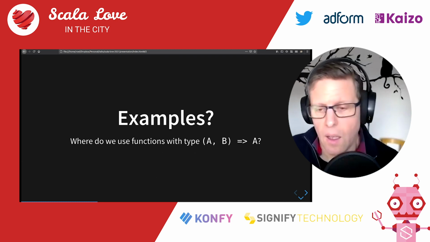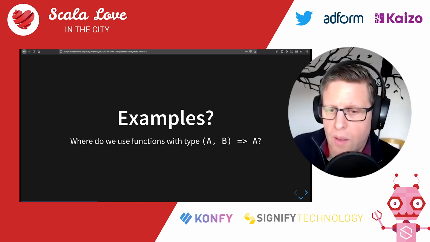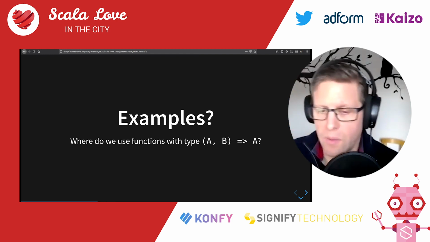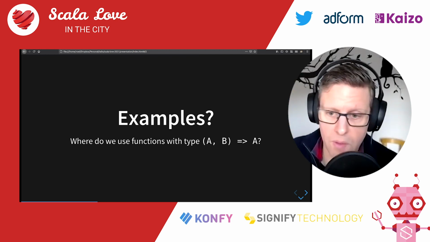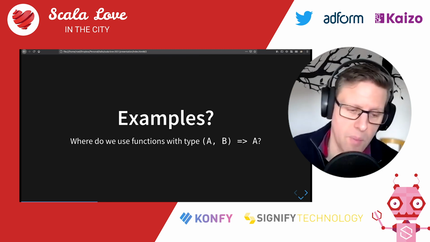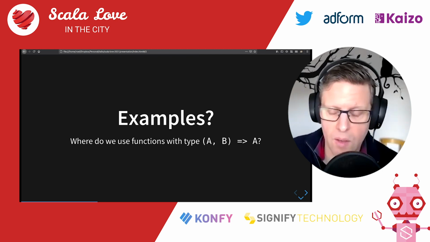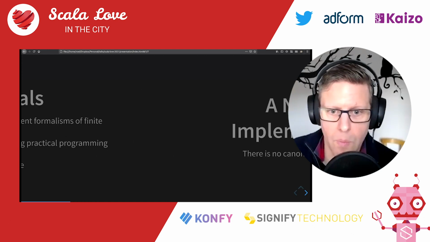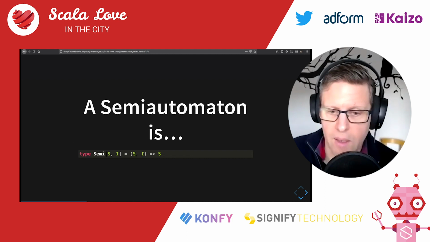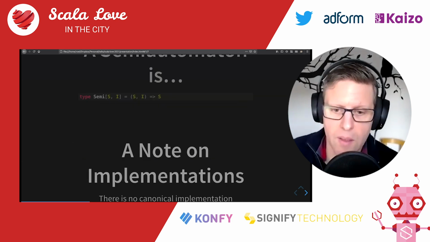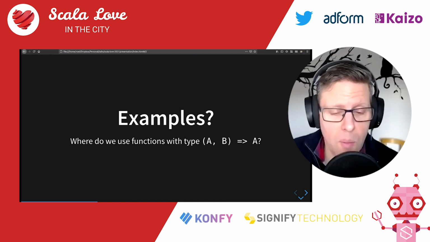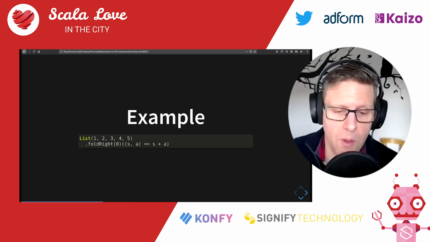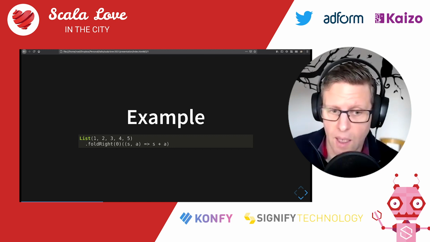All right. So where do we use these types of functions? What are some examples of these finite state machines where we have inputs of two different types, then we return an output, which is one of those input types? So an (A, B) to A, or as I had before, an (S, I) to S function, same basic signature. One place where we would see this is in fold. So fold left, fold right have functions of this type.